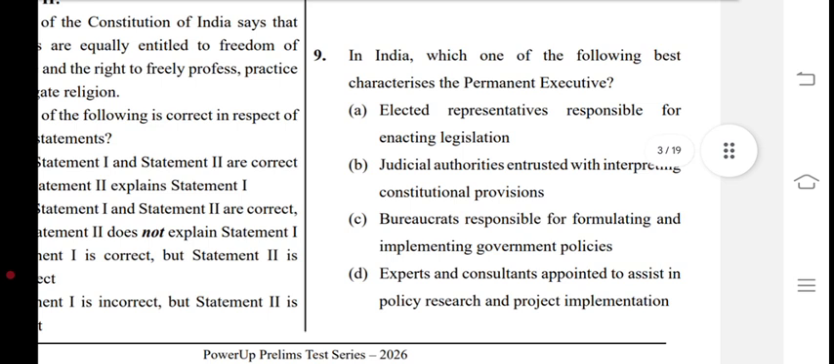In India, which one of the following best characterises the permanent executive? Elected representatives responsible for elected legislation, judicial authority entrusted with interpreting constitutional provisions, bureaucrats responsible for formulating and implementing government policies, experts and consultants appointed to assist in policy research and project implementation. Elected representatives, A.